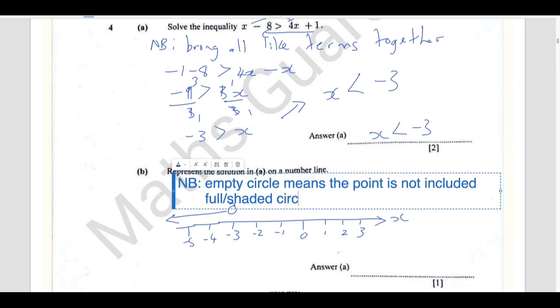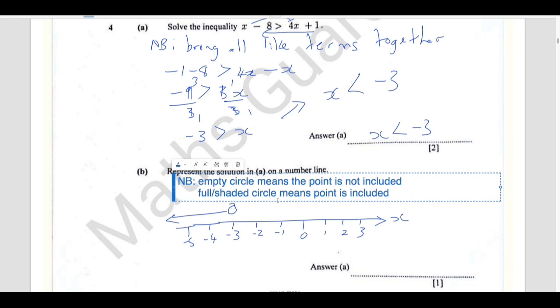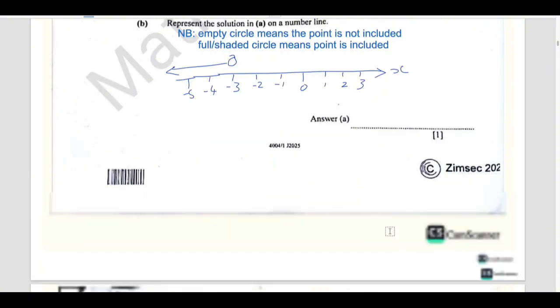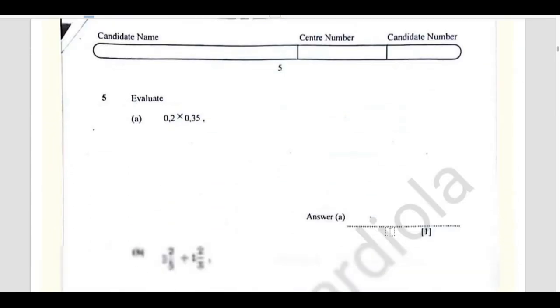But if the number was included, for example, if it was X is less than or equal to minus 3, then we'd put a full or shaded circle, which means that the point we are looking at is also included. If you want more on this, there's a whole lesson. If you check on the videos, I'll put a link in the description so that you can go through the numbers section and appreciate more of this.